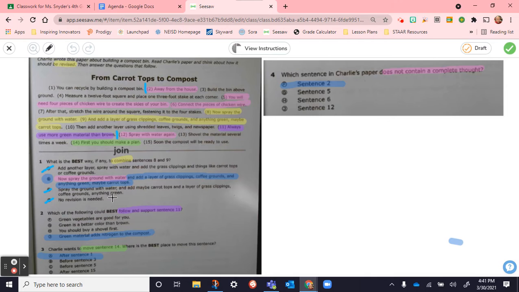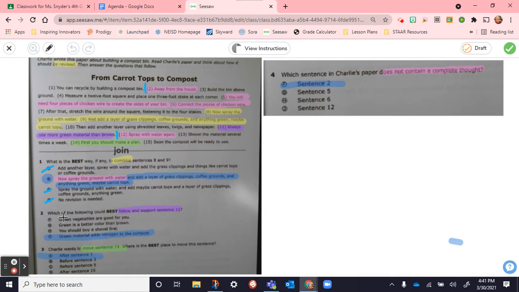Now, this one had a fanboy, but the reason we don't need that comma is because we don't have two separate sentences. If we had two separate sentences, then we would need to join them with the fanboy and the comma. But since they are not, we don't need that comma there.